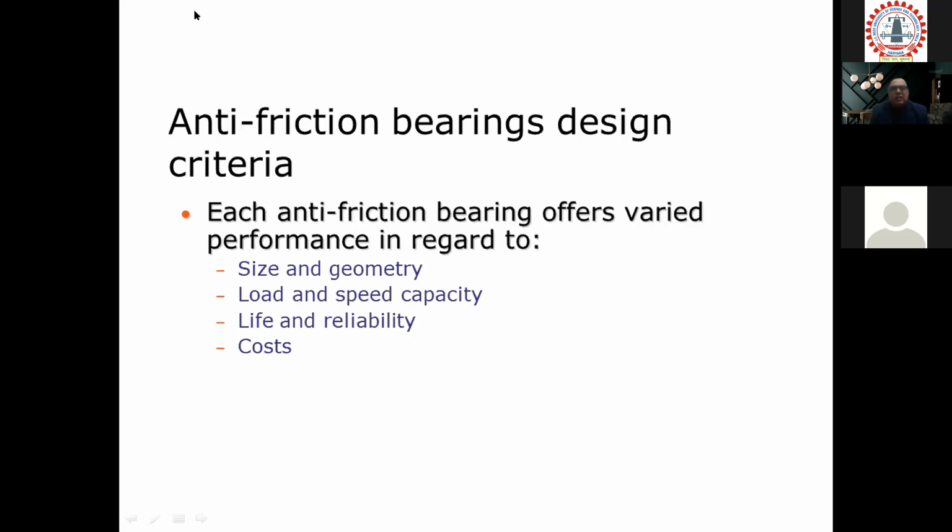And finally, last but not the least, is what kind of cost you can afford to buy that bearing or put in that bearing. So any designer, when he is selecting a bearing, he is looking at basically these 4 criteria.